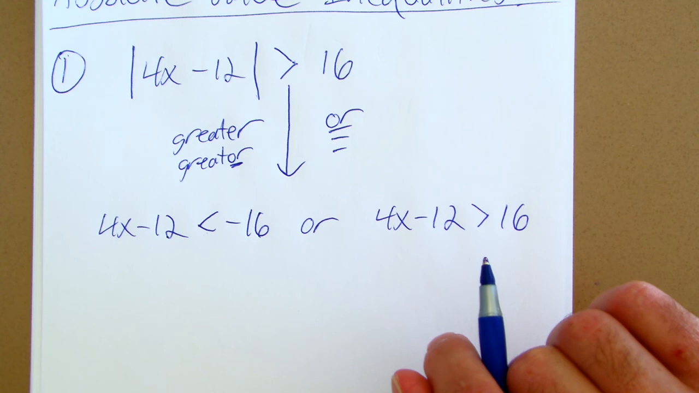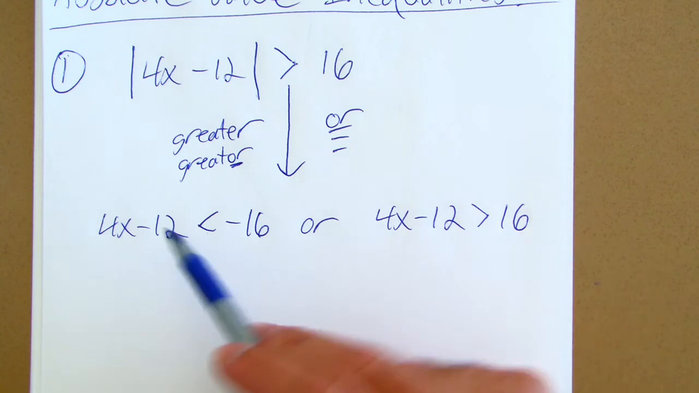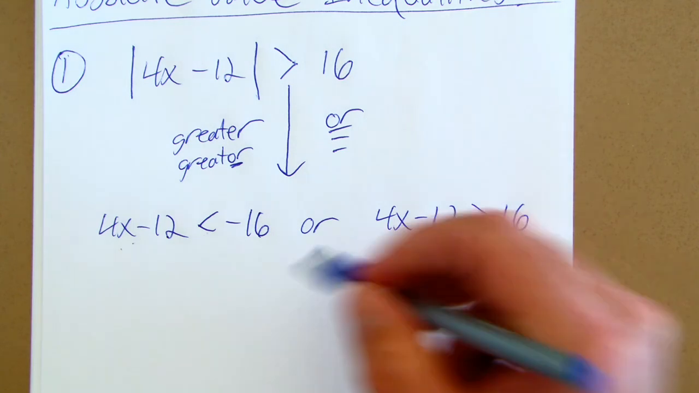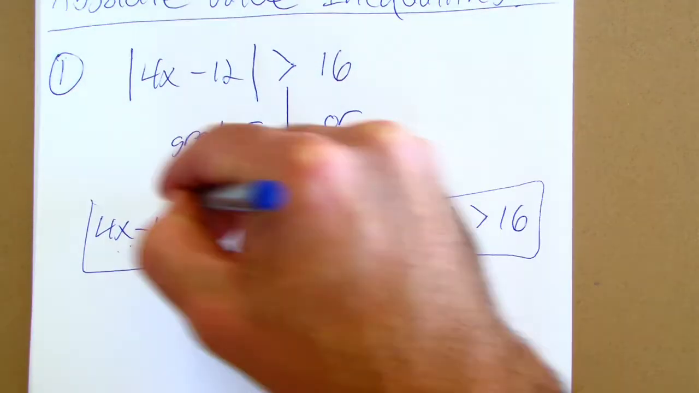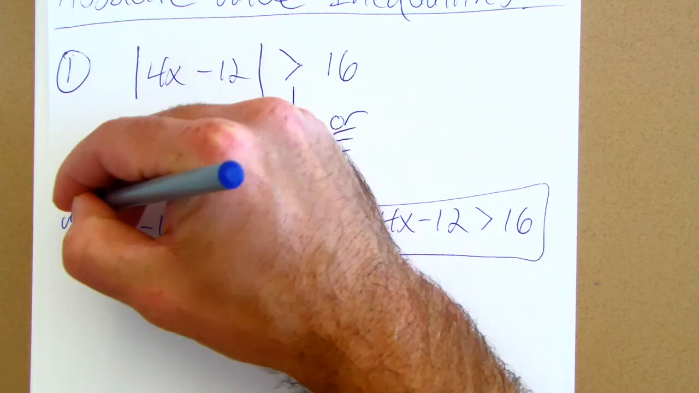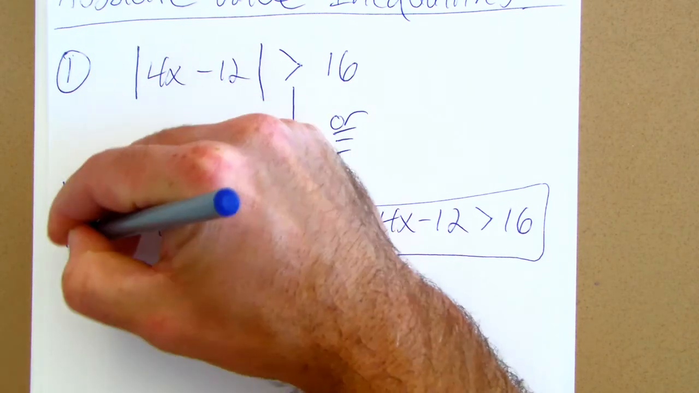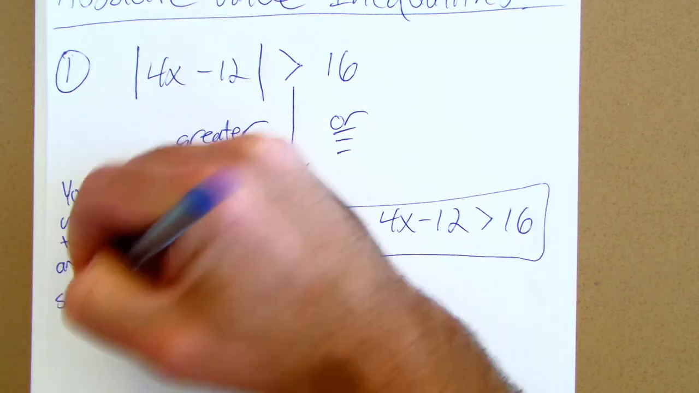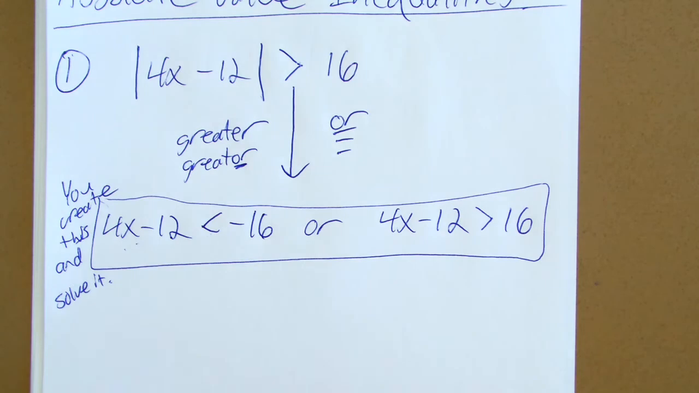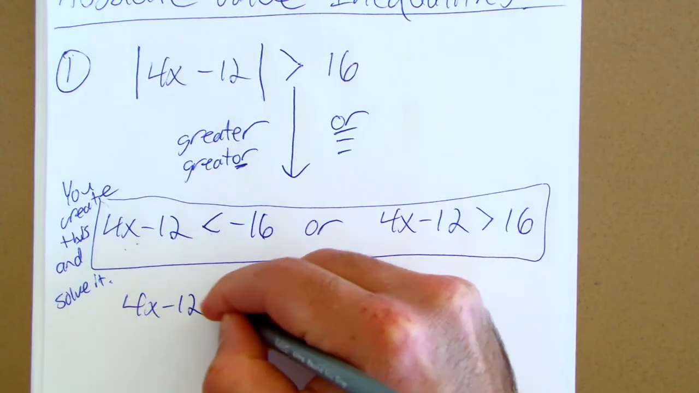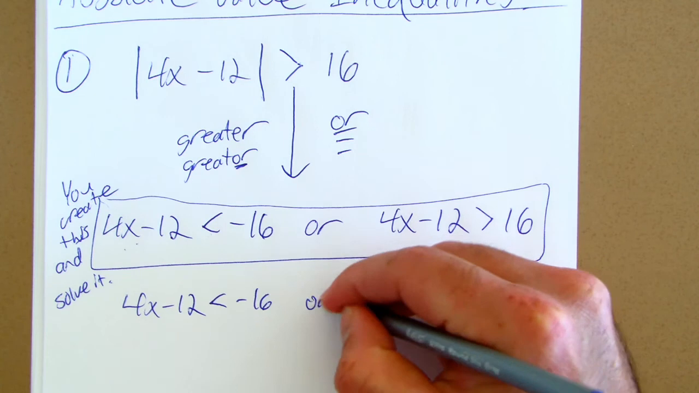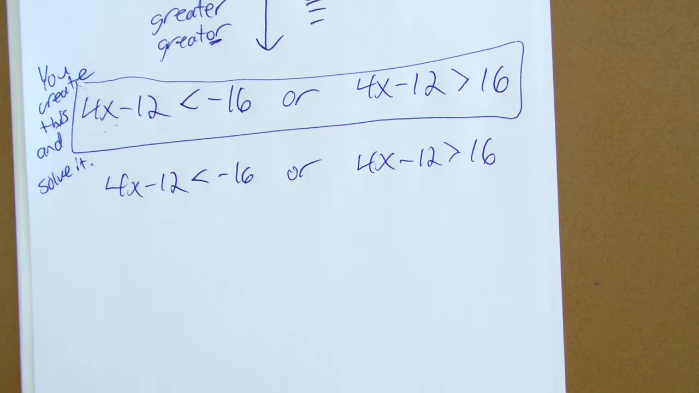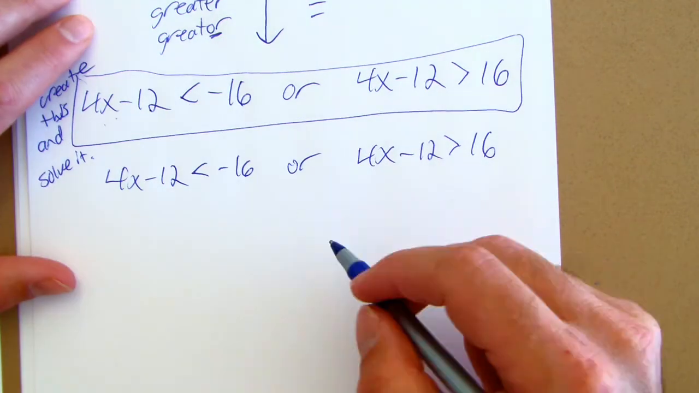All right. So on this one, we got 4x minus 12 is less than negative 16, or 4x minus 12 is greater than positive 16. So you need to create this, and then solve it. So we have 4x minus 12 is less than negative 16, or 4x minus 12 is greater than positive 16. So we're going to solve these.